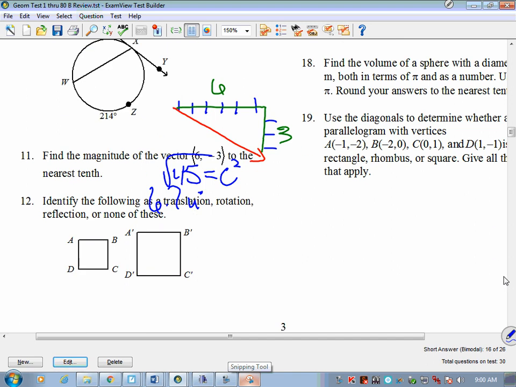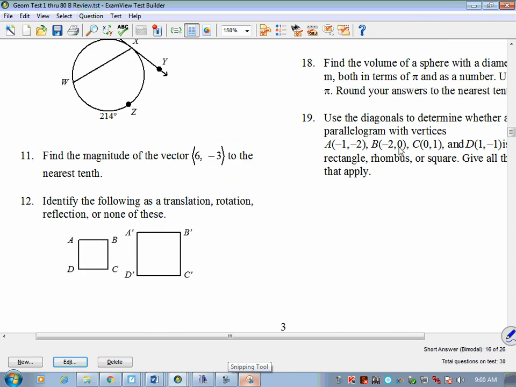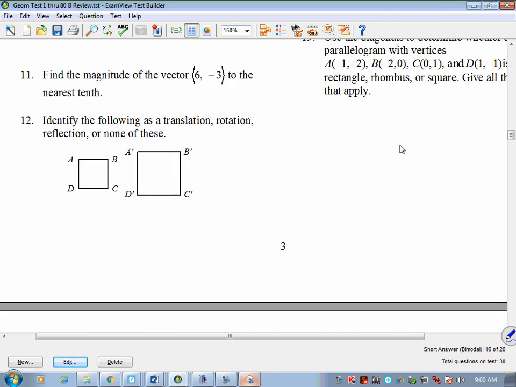Pick up where we left off. We're on question number 12. Okay, identify the following as translation, rotation, reflection, or none of these. This is kind of along the same lines; we saw a question like this last time.